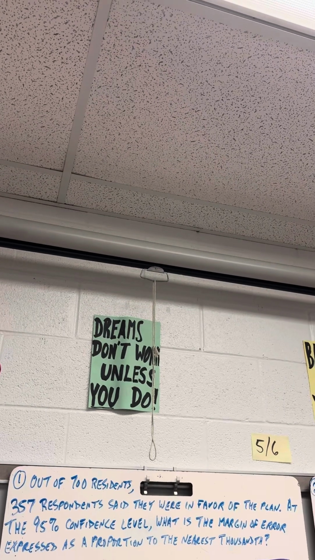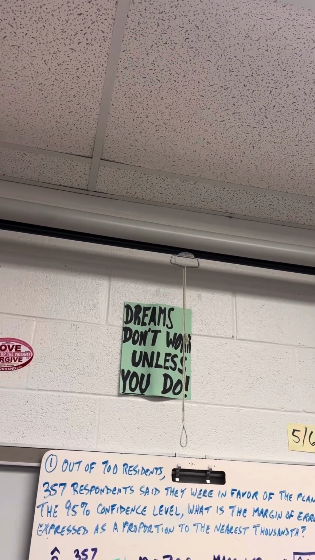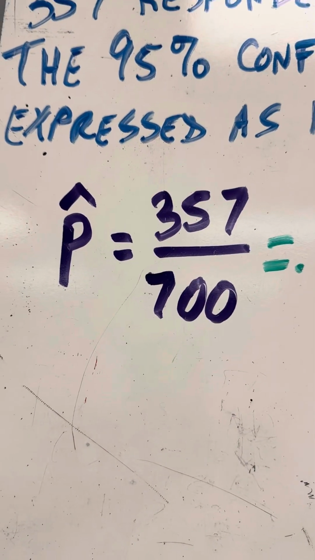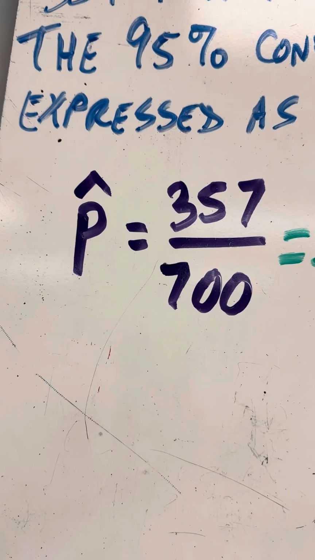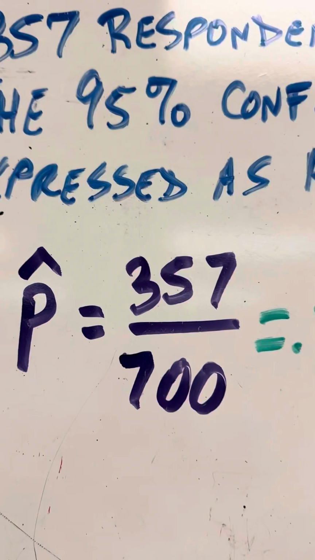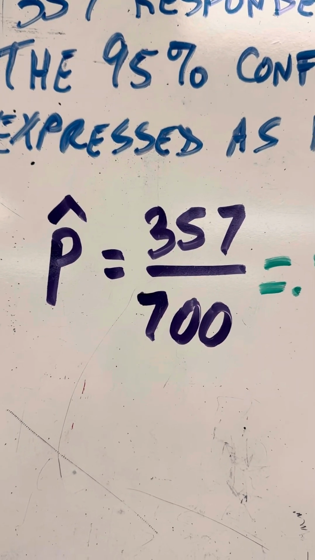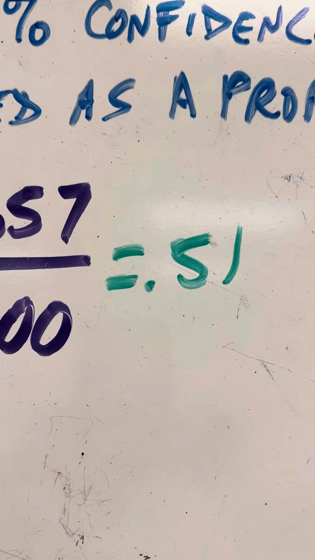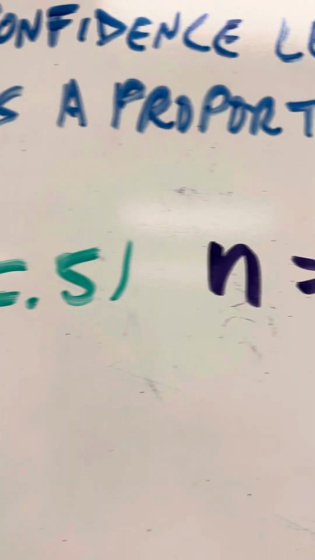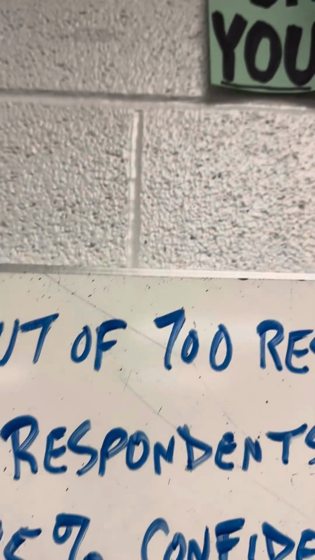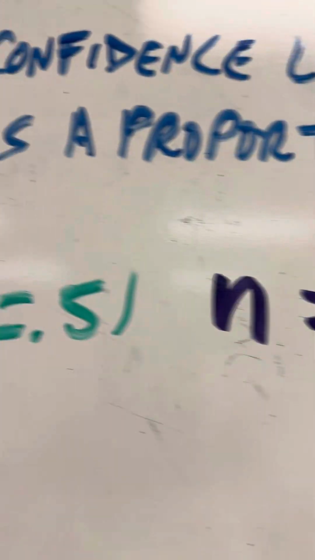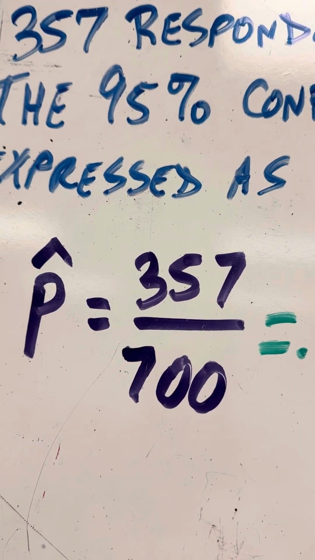All right, it's a bunch of blah, blah, blah. It's very easy. All you're going to do is take P, this P hat. Don't worry about the hat for the moment. P is the proportion. So there's 357 respondents out of 700. So we're going to divide 357 divided by 700, and that gives you 0.51. So that value is your P, okay? N is 700 because there are 700 residents. Out of 700, 357 said they were in favor of the plan. Okay.